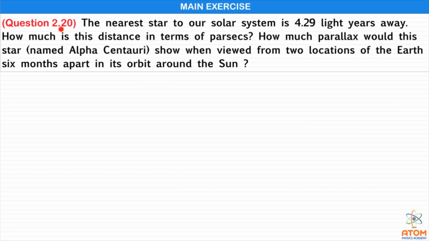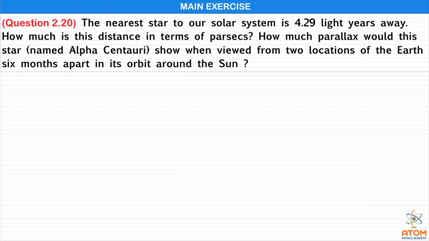Now question 2.20. The nearest star to our solar system is 4.29 light years away. How much is the distance in terms of parsec? How much parallax would this star, which is named Alpha Centauri, show when viewed from two locations of the Earth 6 months apart in its orbit around the Sun?